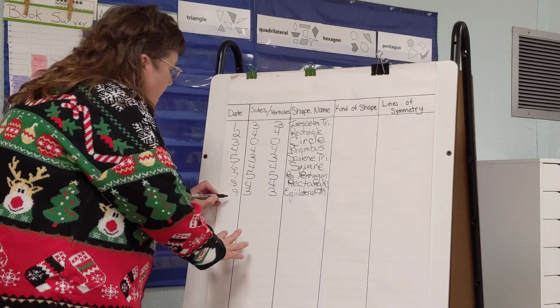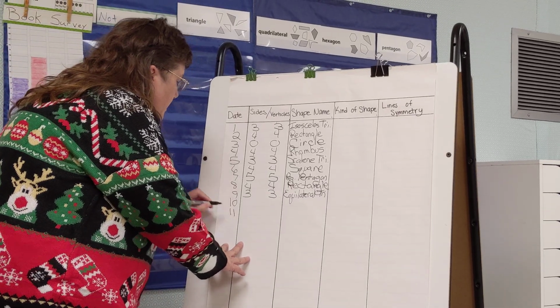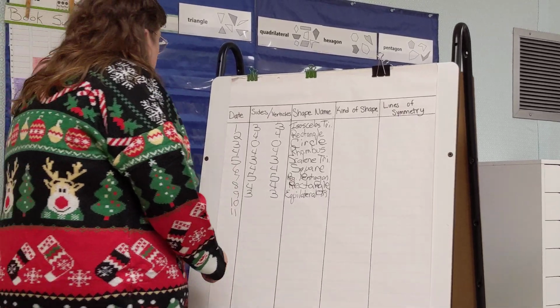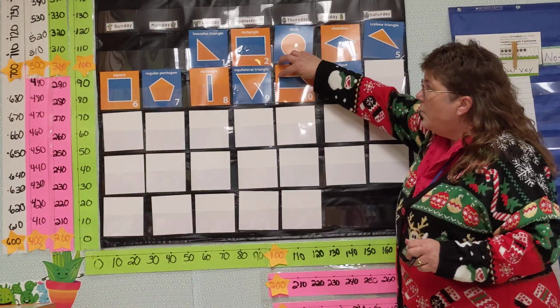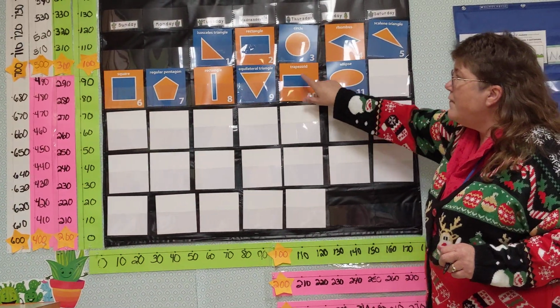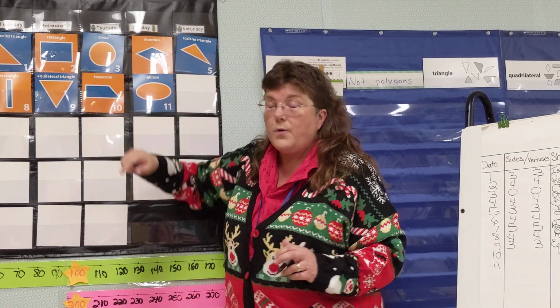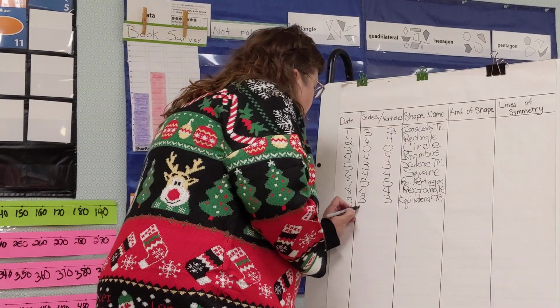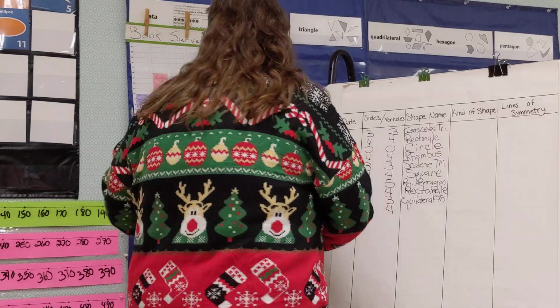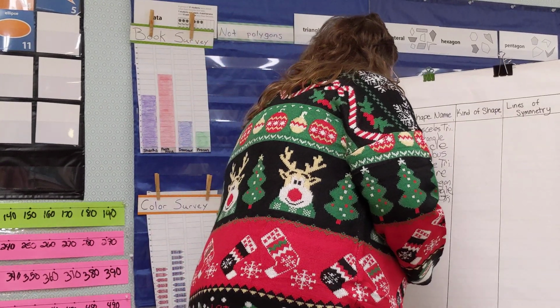So we get to do 10 and 11. 10 was, how many sides? Did we count them yet? 1, 2, 3, 4. How many vertices? 1, 2, 3, 4. We got a 4 and 4. And trapezoid.